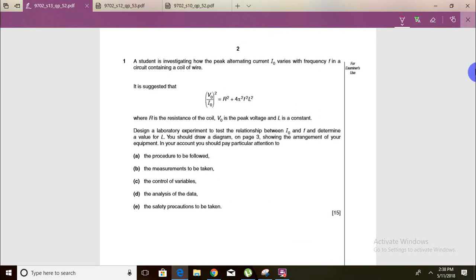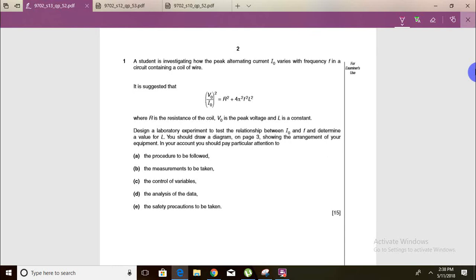A student is investigating how the peak alternating current I0 varies with frequency f in a circuit containing a coil of wire. Interesting. And the suggestion is that V0 over I0 squared is equivalent to the sum of R squared and 4 pi squared f squared L squared, where R is the resistance of the coil, V0 is the peak voltage, and capital L is some constant.